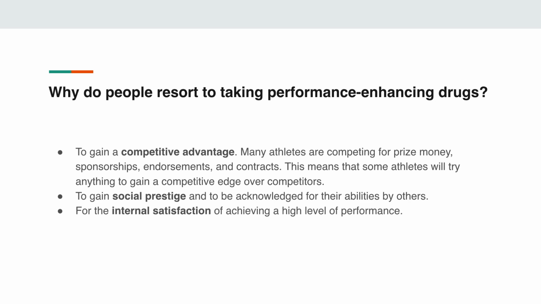Why do people resort to taking performance-enhancing drugs? To gain a competitive advantage. Many athletes are competing for prize money, sponsorships, endorsements, and contracts. This means some athletes will try anything to gain a competitive edge over competitors, to gain social prestige and be acknowledged for their abilities by others, and for their internal satisfaction of achieving a high level of performance.